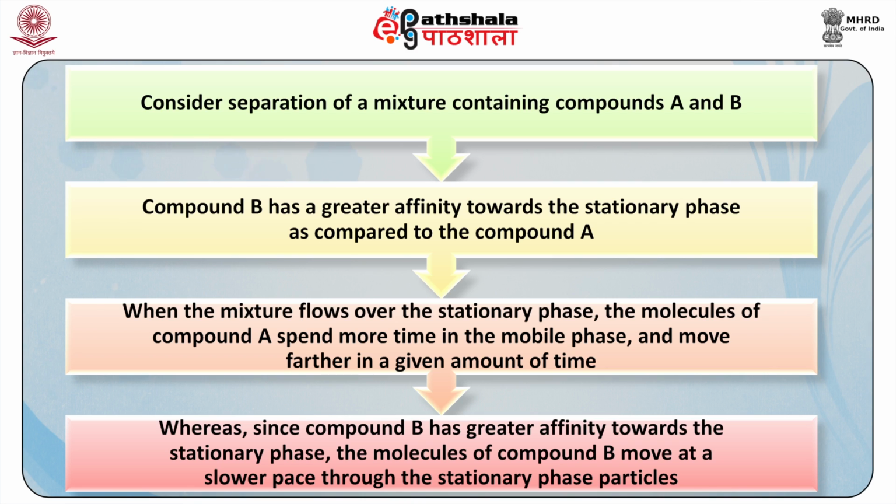For example, consider separation of a mixture containing compound A and B. Compound B has a greater affinity towards the stationary phase as compared to the compound A. When the mixture flows over the stationary phase, the molecules of compound A spend more time in mobile phase and move farther in a given amount of time. Whereas, since compound B has greater affinity towards the stationary phase, the molecules of compound B move at a slower pace through the stationary phase particles. As a result of this, the components of the mixture can be gradually separated. A suitable solvent mixture can be selected as a mobile phase to achieve the desired separation.